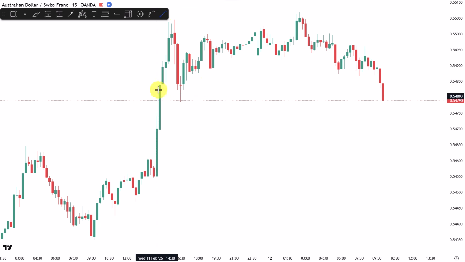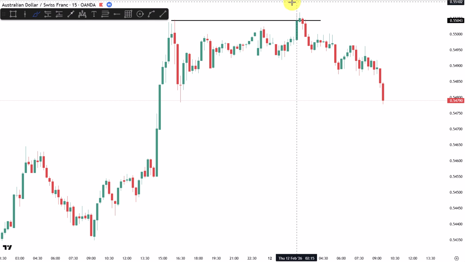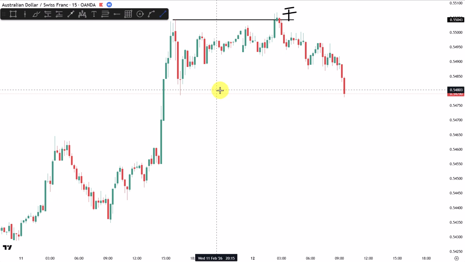So what we see is that the market was in an uptrend. The uptrend found here a top. A double top with a failed breakout, right? So we can call this a failed breakout. And then what you want to do is look for entry opportunities to the downside.